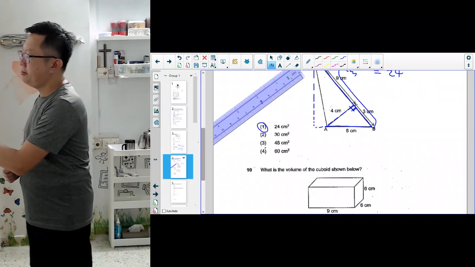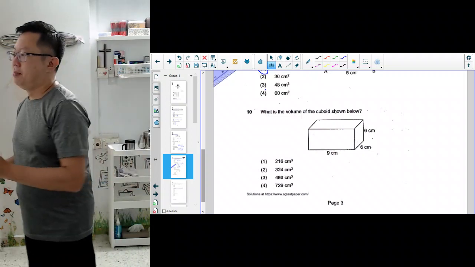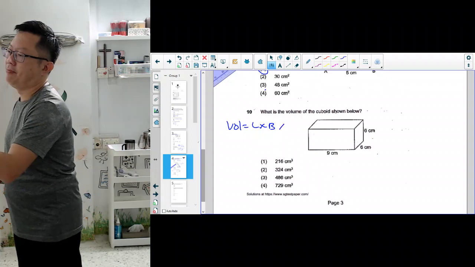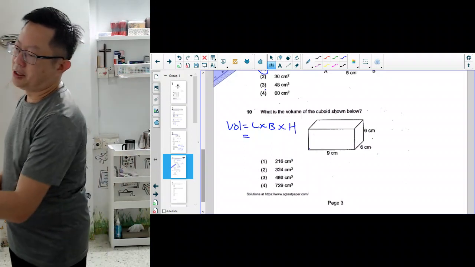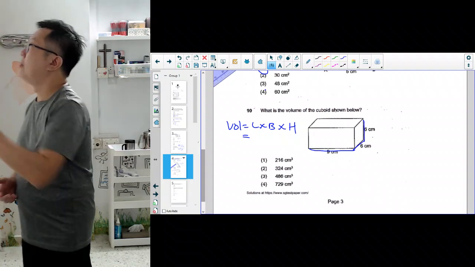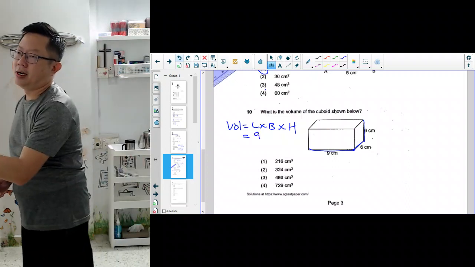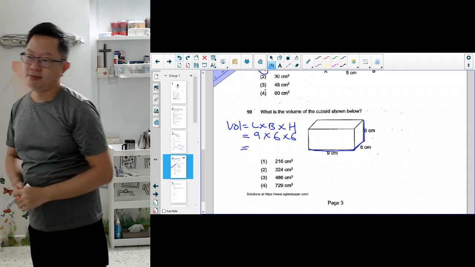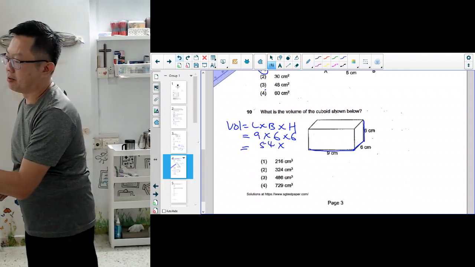What is the volume? So you are tested on your formula. The volume of a cuboid is equal to length times breadth times height, and the length is the longer side, which is your 9 cm, and 6 is the breadth, and height is how tall. Height means how tall the cuboid is. So you have 9 times 6 times 6, and there's no shortcut, you have to do your working. So 9 times 6 is 54, then 54 times 6.